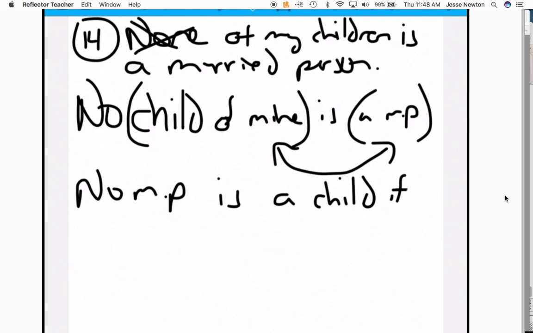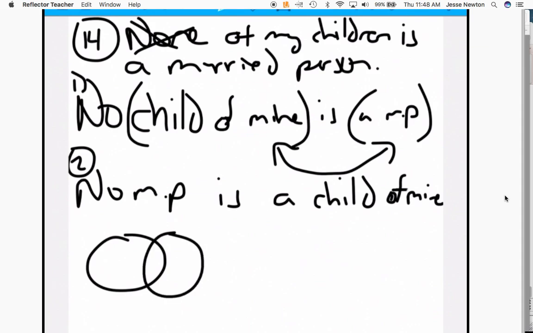I'm sorry. Child of mine. So are these two propositions, 1 and 2, logically equivalent? Now again, you could just remember that when you're dealing with an E-form proposition, they're always logically equivalent, but we're going to, you guessed it, diagram them. So I'm going to use C for child and MP for married person. And if you're saying that no child of mine is a married person, you shade this in, because that shows that there's no overlap. It's empty. It's a void right here.